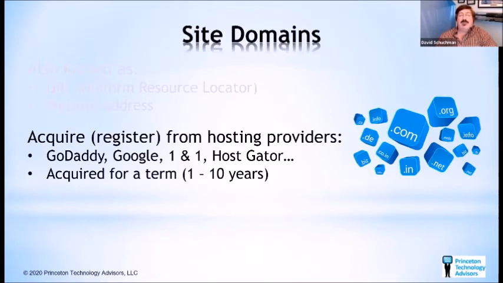Usually you can acquire them for a term of 1 year or up to 10 years I've seen. Google's way of doing it is you acquire it and renew it every year. That's just the way they do it. Some companies like GoDaddy and HostGator, you can prepay for several years in advance. And sometimes when you prepay, they give you discounts.